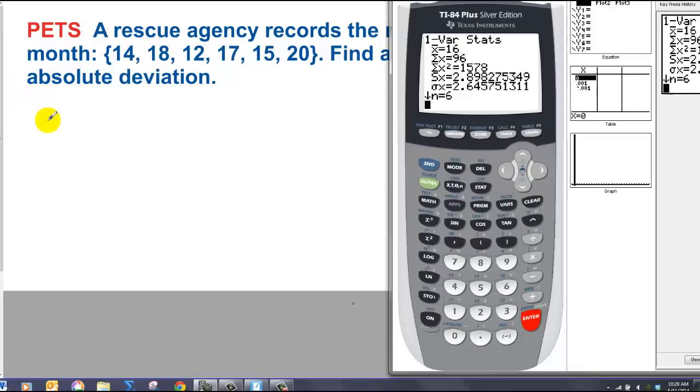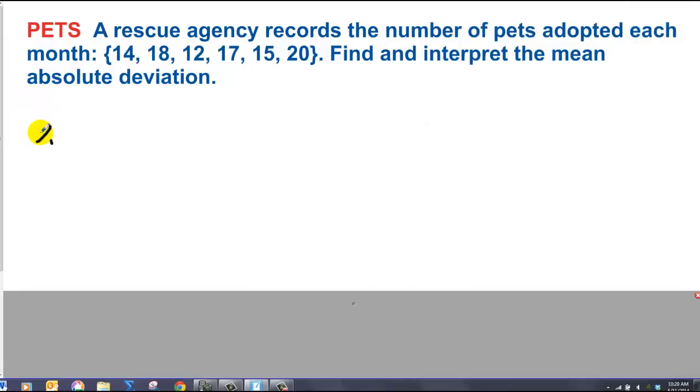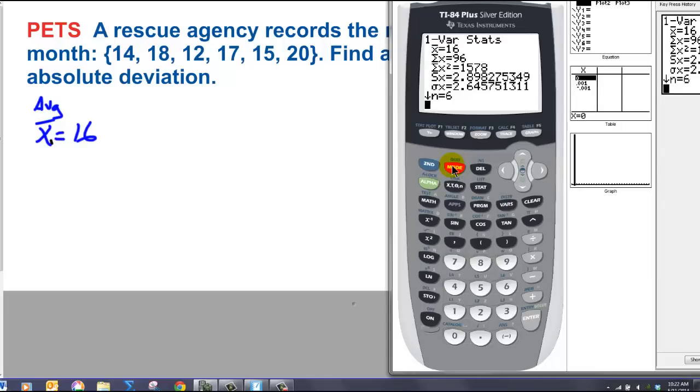So let's just write that down. X bar equals 16. And remember, that's the average. So now once we have that average, to calculate this absolute deviation we're going to have to take this average, subtract each number in the set from that average, take the absolute value, add all those numbers up, and divide it by the total number of numbers in the set. It's a lot to do, so we're going to let our calculator handle this for us.